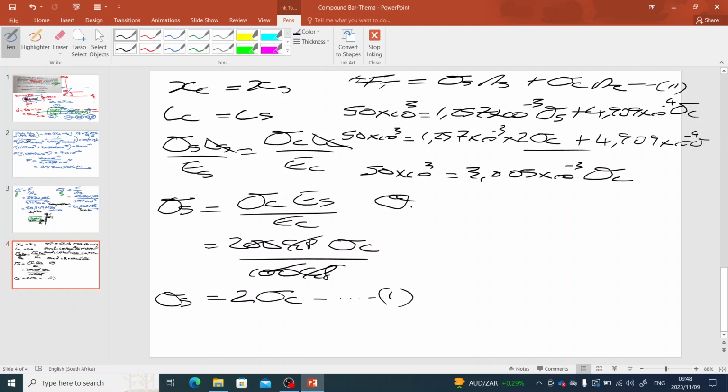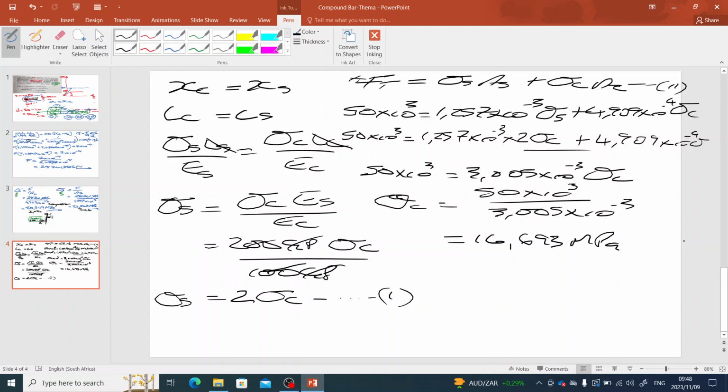Therefore, my stress copper would be 50 times 10 to the power 3 divided by 3,005 times 10 to the power negative 3. Then I get my stress copper as 16,693 megapascal. Then I can substitute this answer into the first equation.